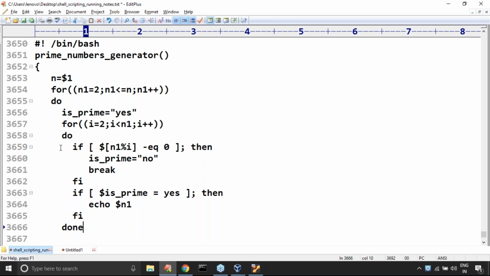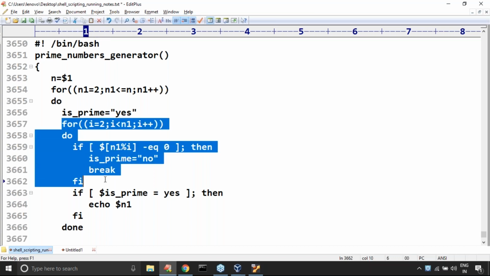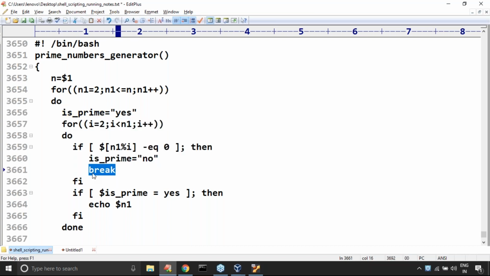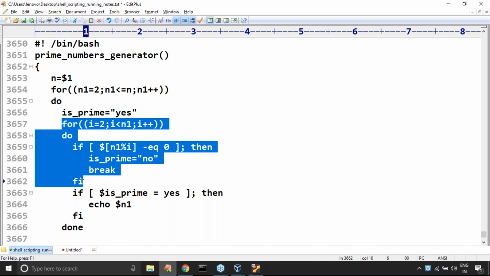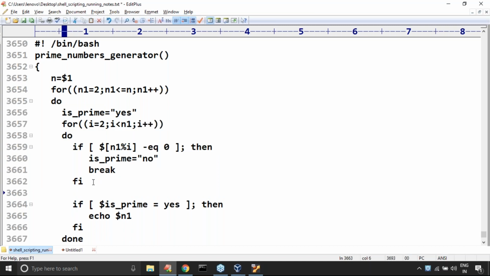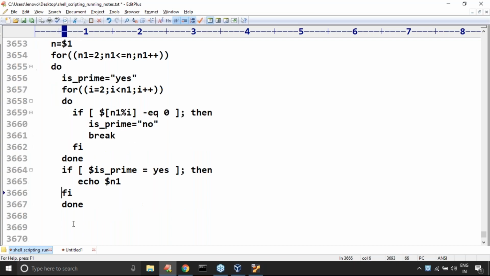Now here just observe carefully. One minute, sir. Here this is a prime number. All these things are completed. Here the inner for loop we have to close. Next, if is_prime is still yes, then only print that. That's all. Repeat this process for every number until n. Not that easy, so take special care about this one, sir.